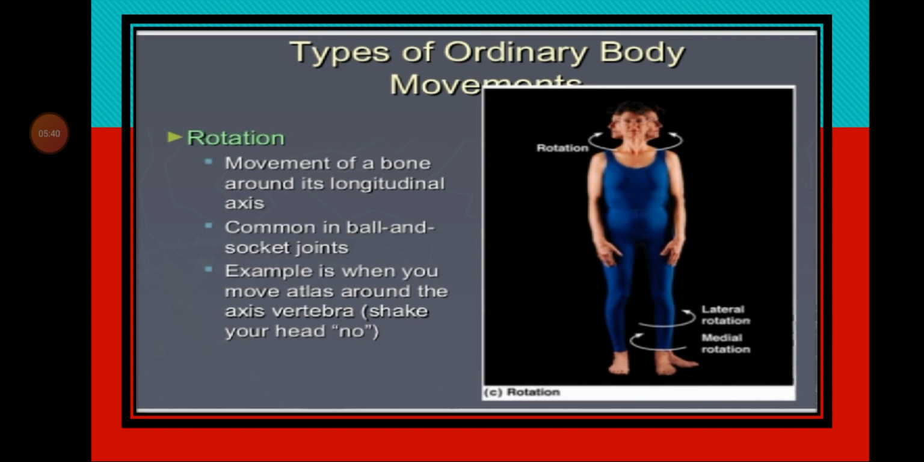The next one, that is rotation. The movement of a bone around its longitudinal axis is called rotation. It is common in ball and socket joints. An example is when you move the atlas around the axis vertebra, that is, when you shake your head to say no, it is in rotation mode. The leg also, you can see, has two types of rotation.